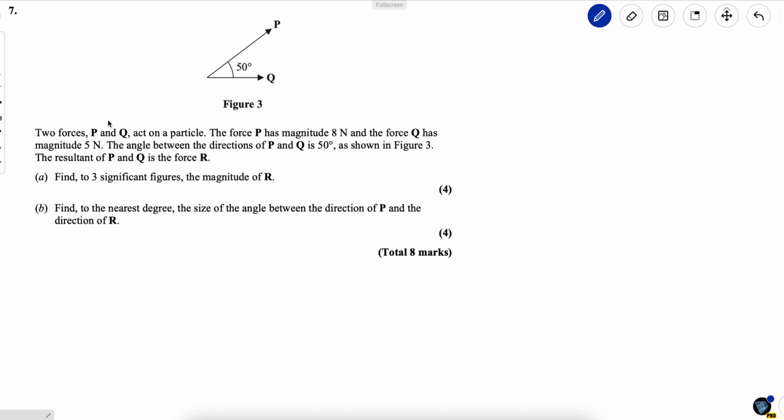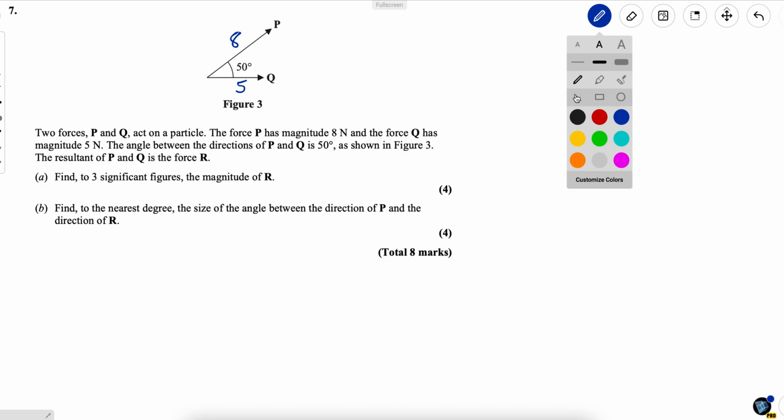Question 7. Two forces P and Q act on a particle. The force P has magnitude 8 newtons and the force Q has magnitude 5 newtons. The angle between the directions of P and Q is 50. As shown, the resultant of P and Q is the force R.